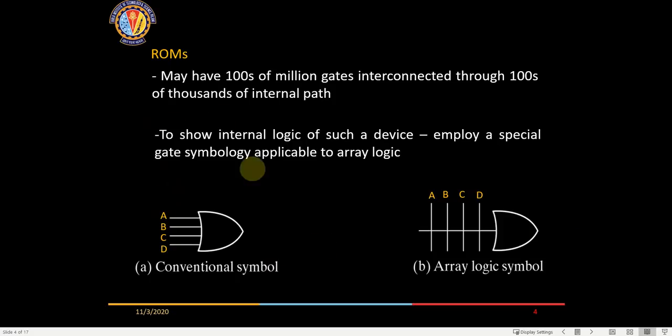Otherwise, once we have a lot of vertical lines coming in, so many vertical lines running like this, wherever there is an interconnection, we'll put a cross in those junctions. If I put a cross here and a cross here and leave the crosses here, it will denote A OR B. Similarly, if I put a cross here and leave the cross here, it will denote C OR D. This is the notation which we are going to use in the next few slides.